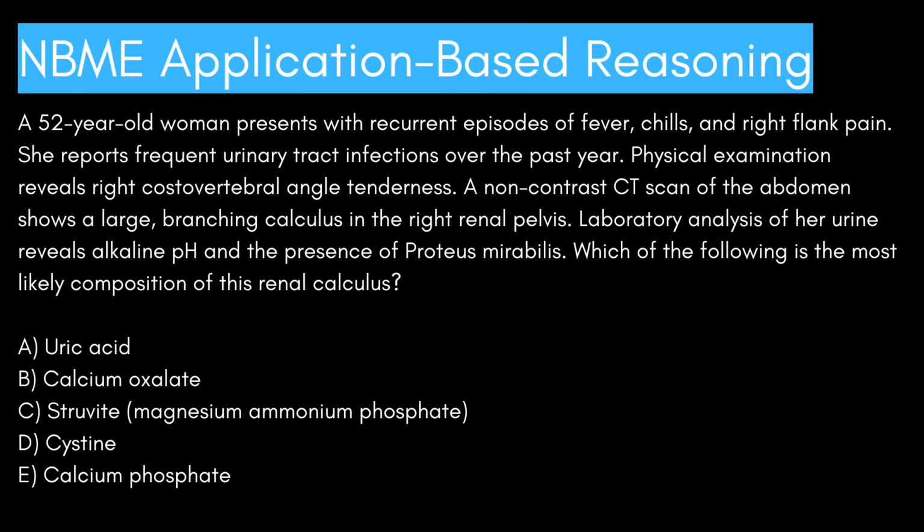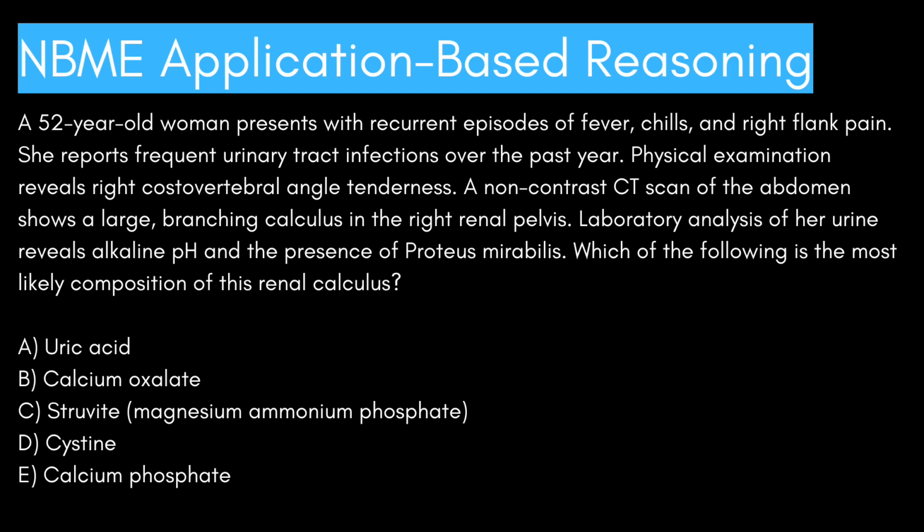A 52-year-old woman presents with recurrent episodes of fever, chills, and right flank pain. She reports frequent urinary tract infections over the past year. Physical examination reveals right costovertebral angle tenderness.